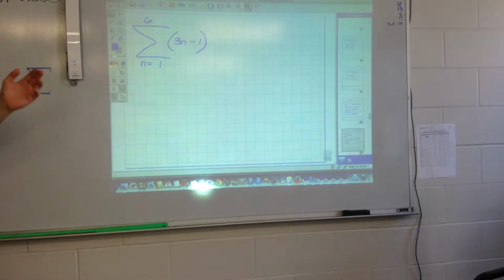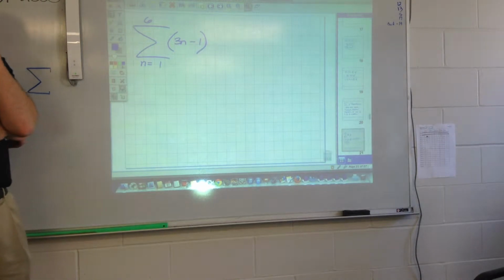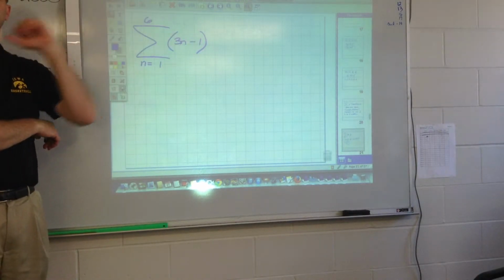Yes? The number on top, is that like the last term or the value of the last term? That is the last value of n you will substitute into the rule.